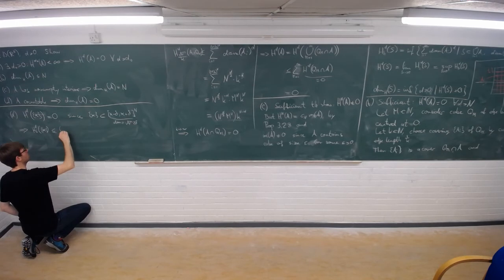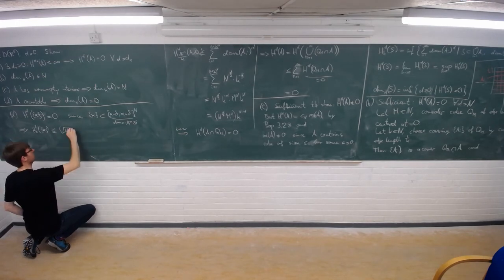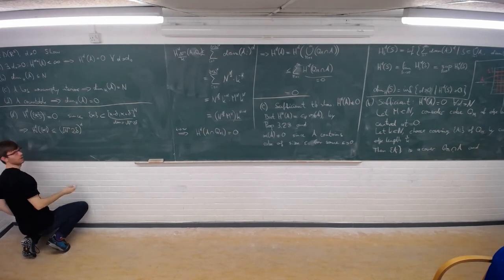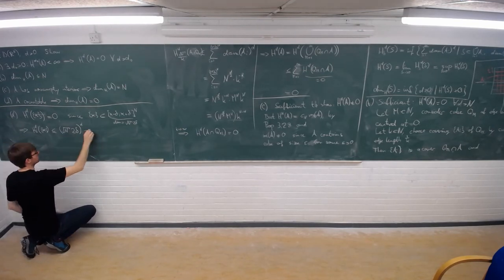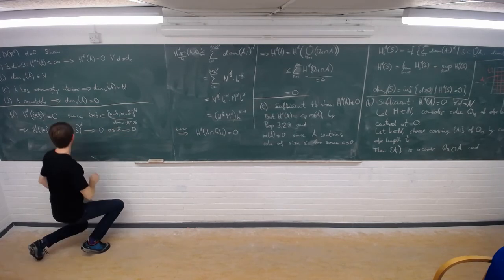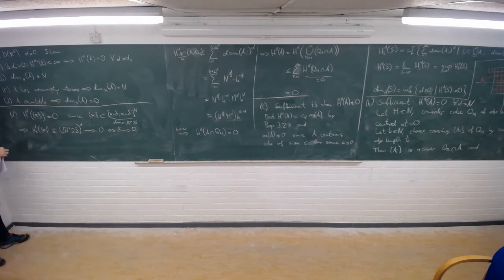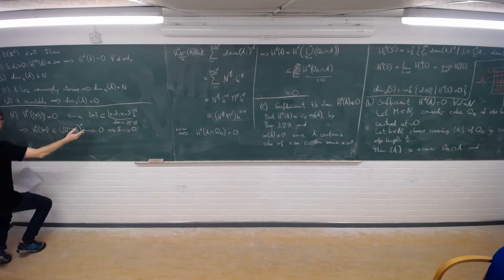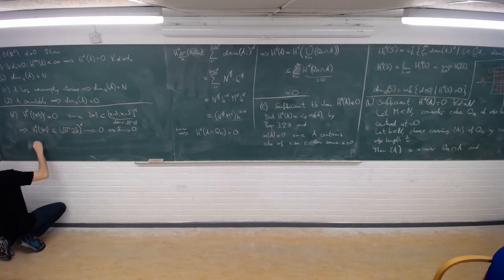So square root n times 2 delta to the power d. And I mean, square root n is just some number, 2 is just some number. So if we send delta to 0, this will go to 0. So sending delta to 0, we conclude immediately that HD of a single point x must be 0.